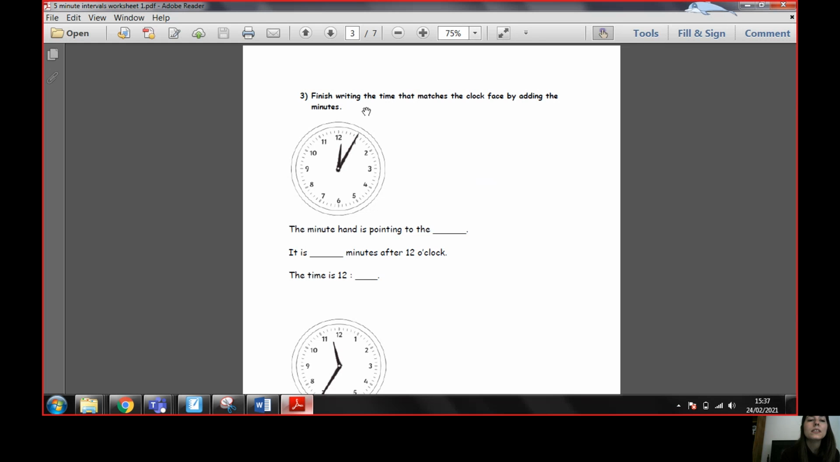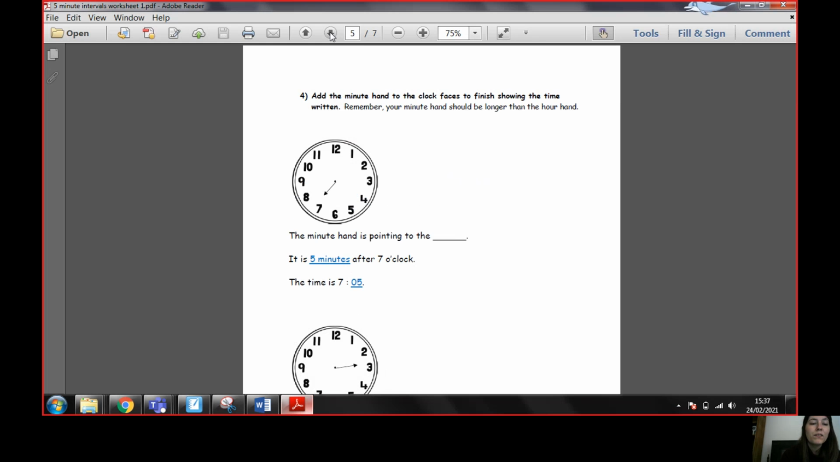Then you're going to count in multiples to see how many minutes that represents. It's pointing to the 1, but that doesn't mean it's 1 minute after 12. How many minutes does the 1 really mean? That's what you write on this line, and then again here.